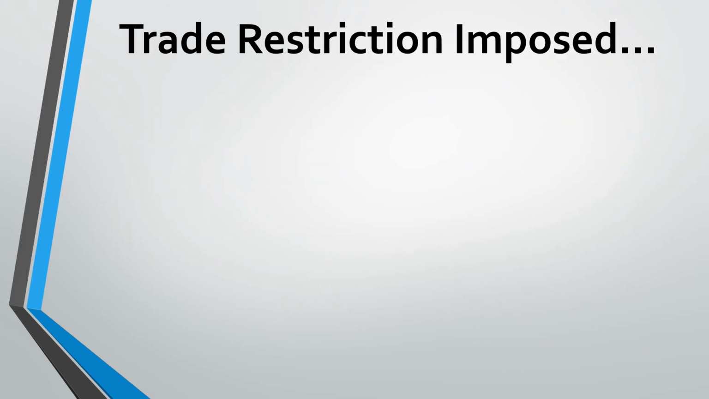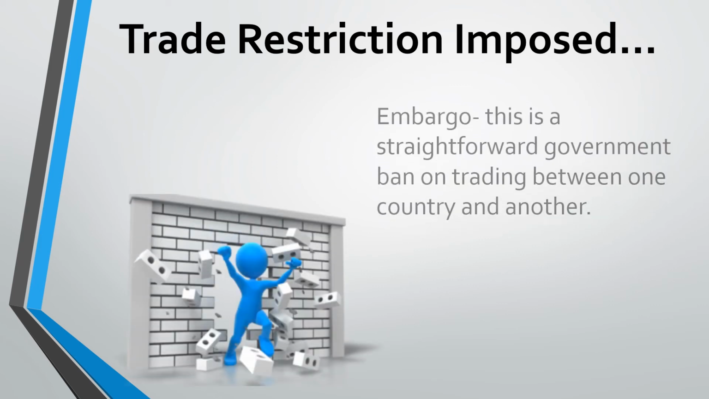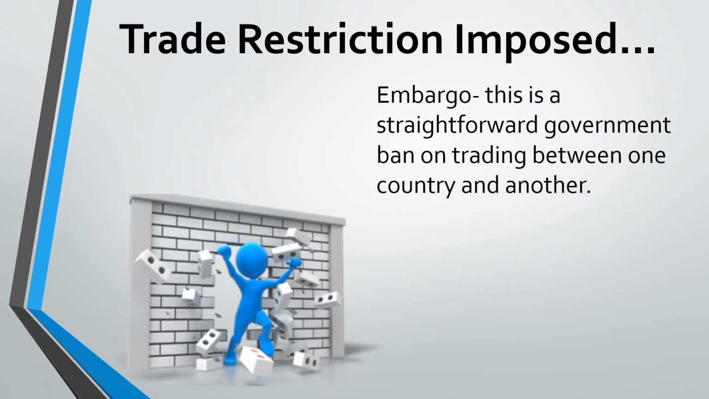The government also imposes an embargo. This is a straightforward government ban on trading between one country and another. For example, they would ban certain things from being imported into the country. Let's use sweet peppers. I remember about a year ago, sweet peppers and tomatoes were temporarily banned from being imported into the country because the government wanted to give the home producers an opportunity to harvest and sell their crops.